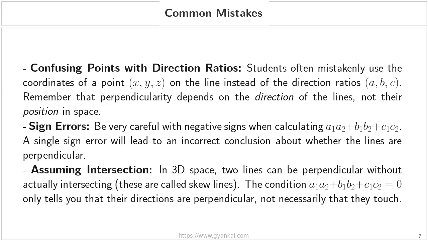Finally, don't fall into the trap of assuming that perpendicular lines must intersect. This is a unique feature of three-dimensional geometry. In 2D, perpendicular lines always meet at a right angle, but in 3D, two lines can have directions that are perfectly perpendicular even if they never actually touch. We call these skew lines. The condition we derived, where a sub 1 times a sub 2 plus b sub 1 times b sub 2 plus c sub 1 times c sub 2 equals 0, only tells us that their directions are orthogonal. It doesn't guarantee that the lines actually intersect.